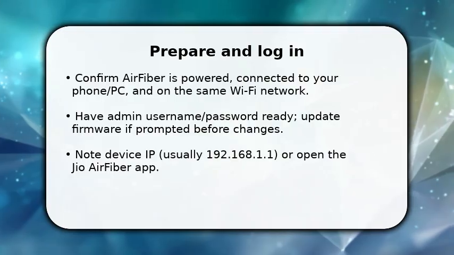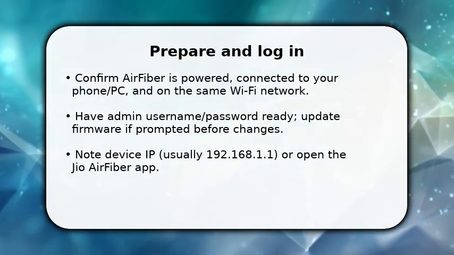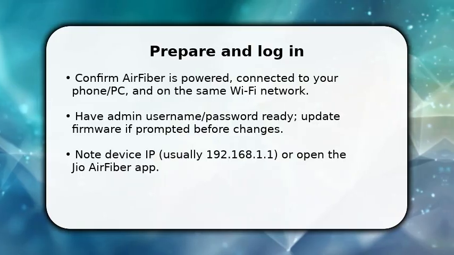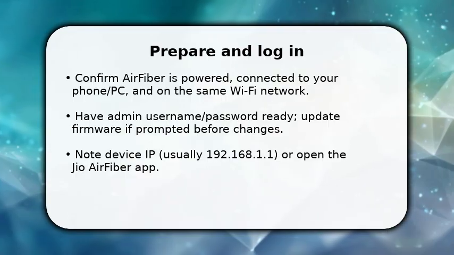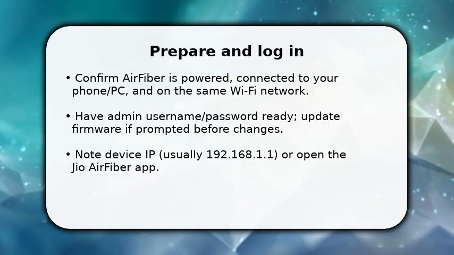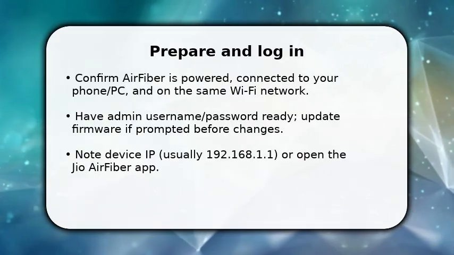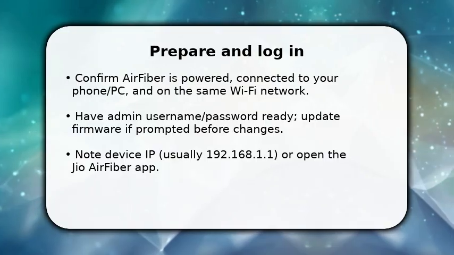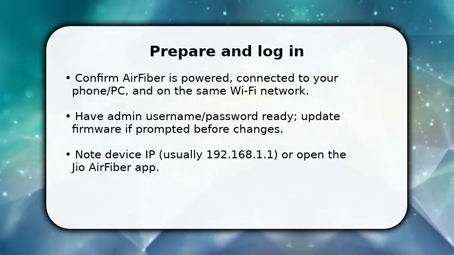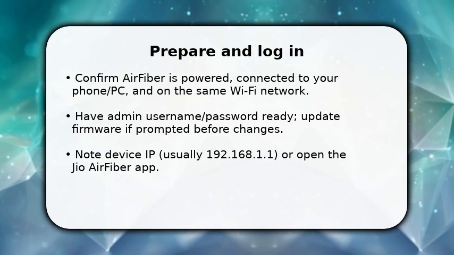You start by getting straight to it. Make sure your AirFiber is powered and your phone or PC is on the same Wi-Fi. Once done, open the Jio AirFiber app or point a browser to the device IP and sign in with the admin credentials. You need firmware current so settings apply correctly. If an update appears, install it and wait for the device to reboot. This step prevents conflicts and ensures the brightness control you change will stick and behave predictably.